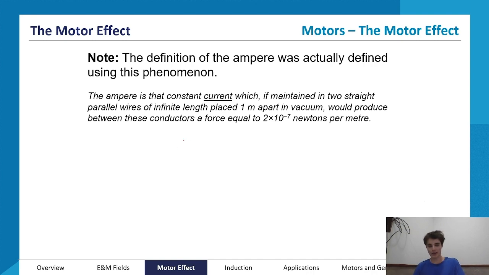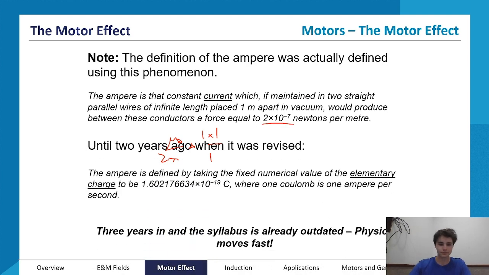Because in the formula, if you do mu naught on 2 pi times 1 divided by 1, it just gives you mu naught on 2 pi, which you may remember is 2 times 10 to the negative 7. Funnily enough, we actually got rid of that. It's not defined like that anymore, which is funny because they changed it pretty much as soon as the syllabus changed. We're only 3 or 4 or 5 years into the syllabus and it's already wrong, which is hilarious. But it's hilarious for us to laugh at NESA for having wrong stuff in the syllabus.